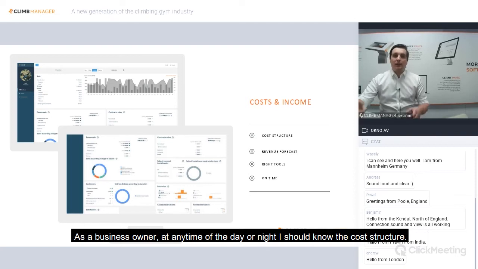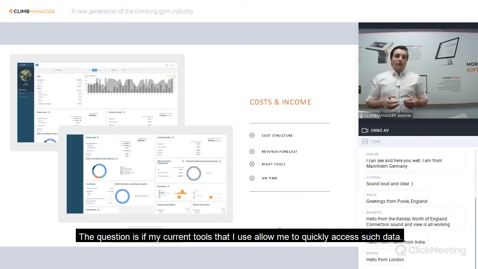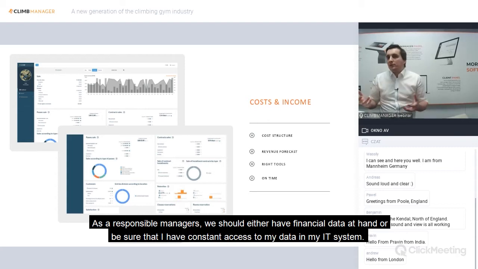As a business owner, at any time of the day or night, I should know the cost structure. I have to plan costs, manage them, and forecast revenues, forecast income, actually. The question is if my current tools allow me to quickly access such data. As responsible managers, we should either have financial data already prepared long before, or be sure that I have constant access to my financial data in my system.